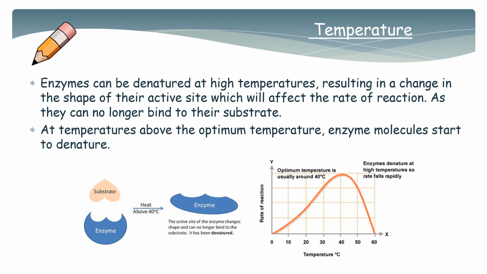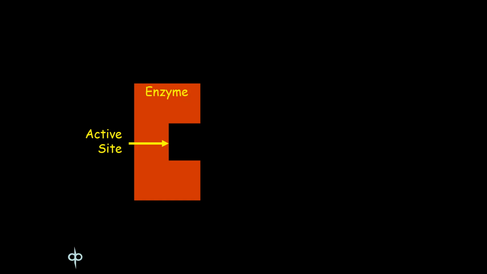So you need to take a note of this. So put temperature and denaturation. At temperatures above the optimum temperature, enzyme molecules start to denature. So this is just an illustration of what would happen if your enzyme was put into boiling water or any high temperature. That's usually about 60 degrees Celsius.